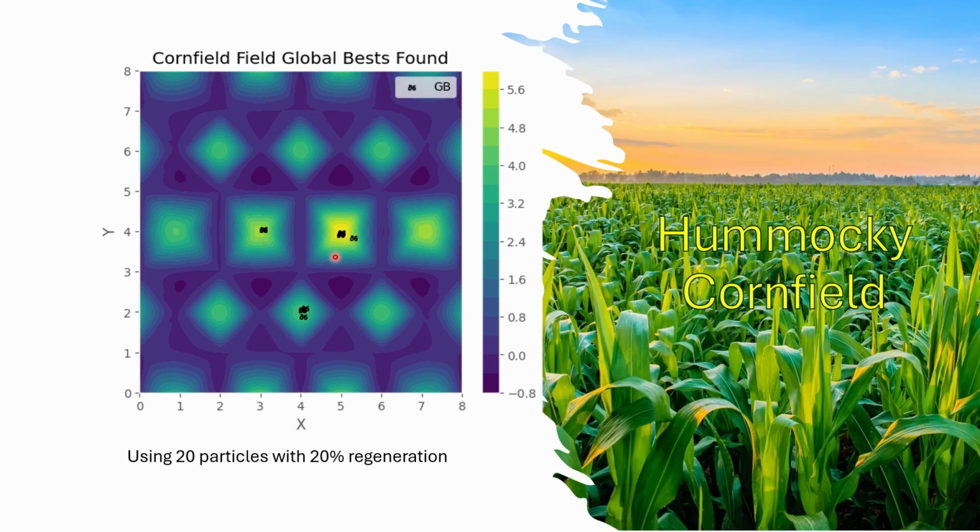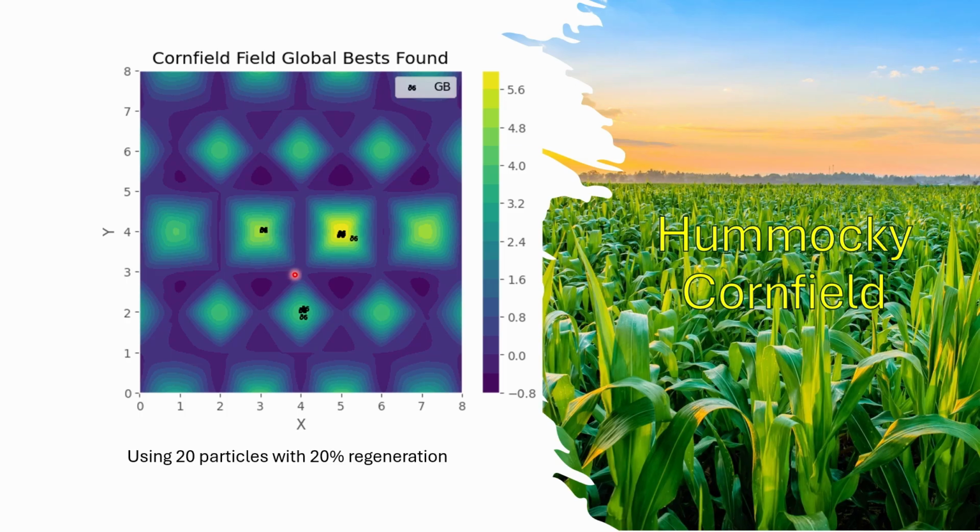So if we run the algorithm with 20 birds and 20% regeneration, that means as we proceed through the iterations, the 20% worst performing birds, we're going to respawn them, as it were, and put them randomly back in the field and see if we can improve the freshness of our exploration and continue on.